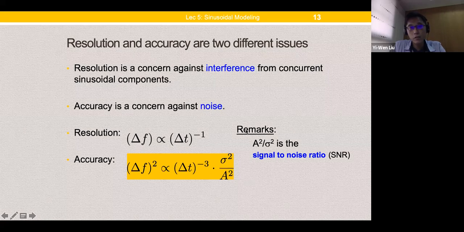And this denotes the accuracy: the estimation error squared is inversely proportional to SNR. The larger, the better, right? Also, the estimation error squared is inversely proportional to the third power of the window length. And that's the difference between the resolution issue and the accuracy issue. So I want to bring this to you.